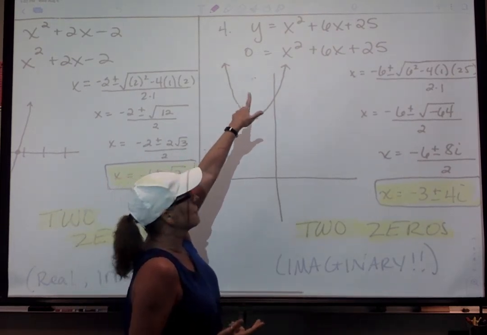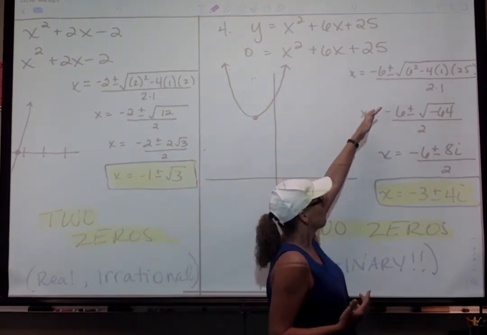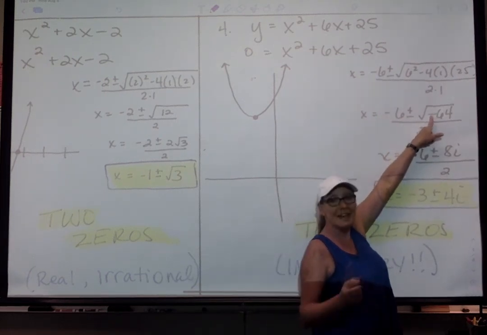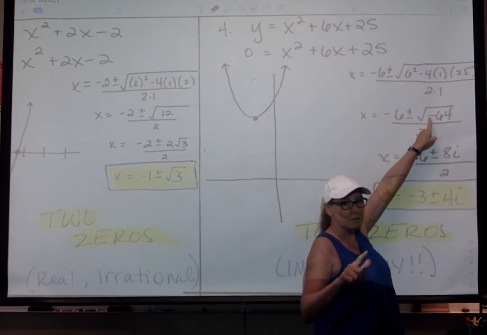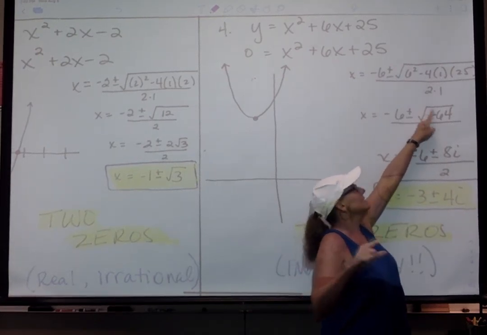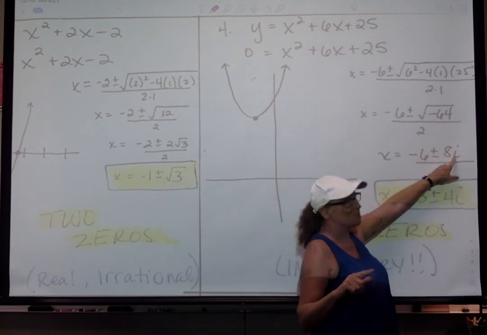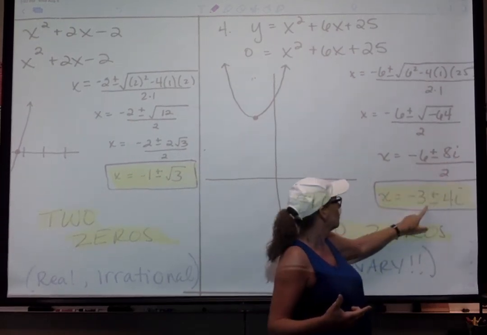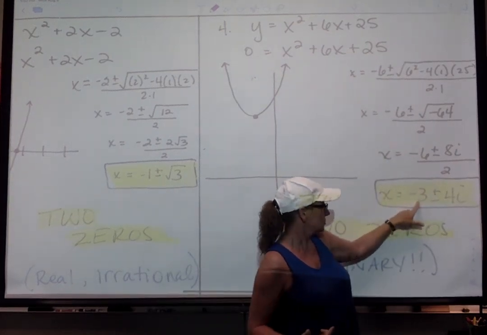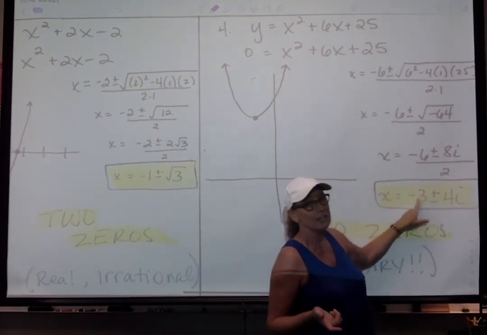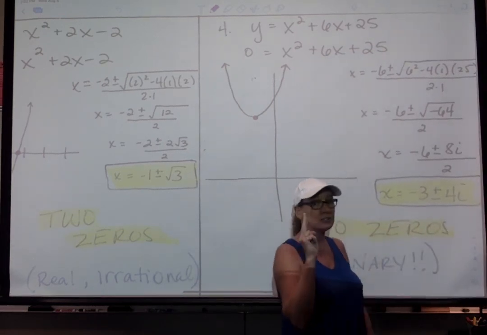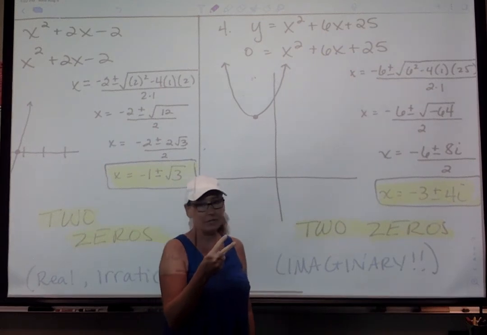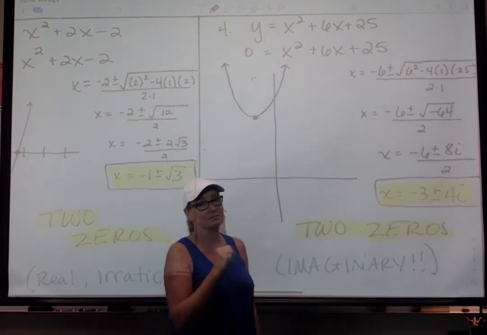So I try to factor, it won't factor. I'm going through my quadratic formula, only this time I get a negative number under my radical. So when I simplify the square root of negative 64, this time I get an imaginary number. So I simplify it. Here are my 2 solutions, negative 3 plus 4i, negative 3 minus 4i. I get 2 zeros. They're not real. They're imaginary.